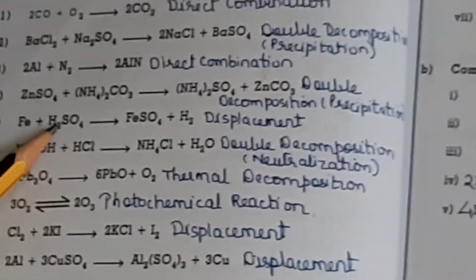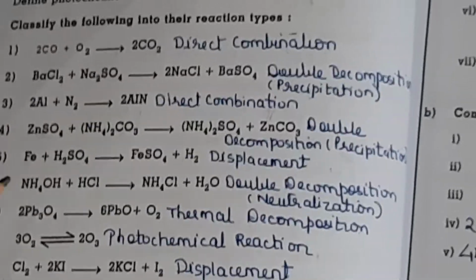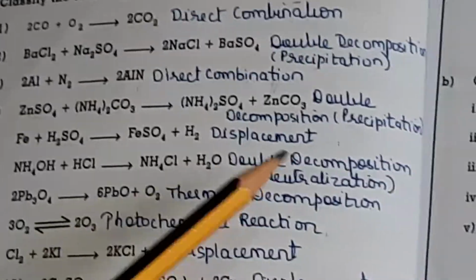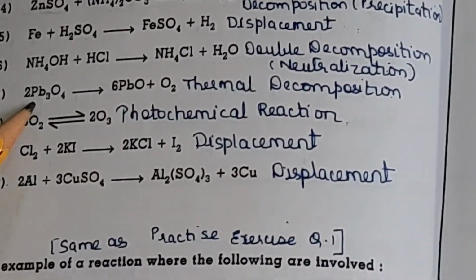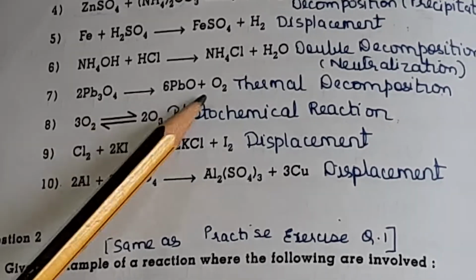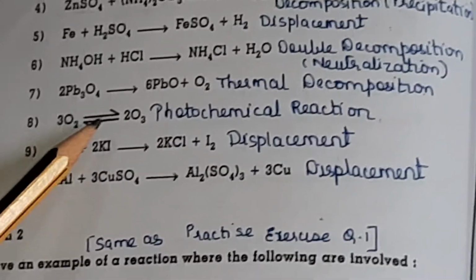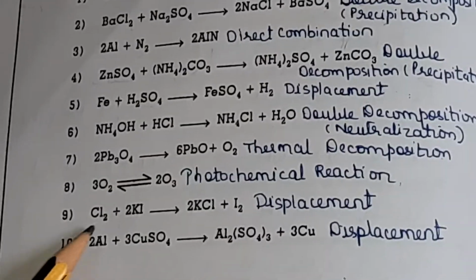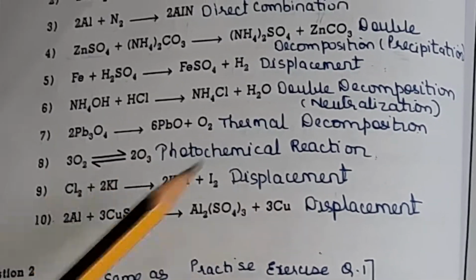Then Fe plus H2SO4 giving you FeSO4 plus H2, displacement reaction. NH4OH plus HCl will give you NH4Cl plus H2O, double decomposition. This is neutralization reaction. 2Pb3O4 giving you 6PbO plus O2, thermal decomposition reaction. 3O2, now this is in presence of sunlight, gives ozone. This is again a photochemical reaction. Cl2 plus 2KI gives 2KCl plus I2, displacement reaction.